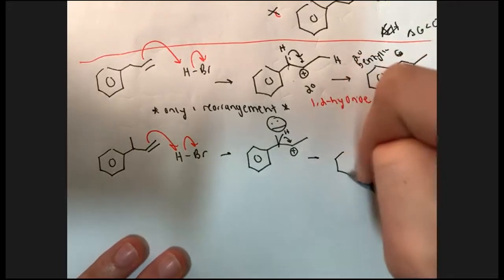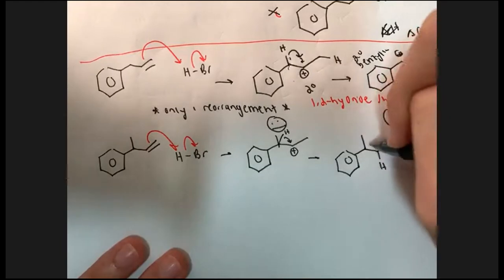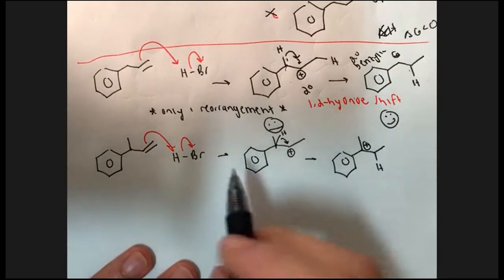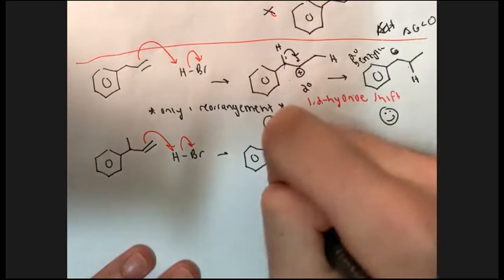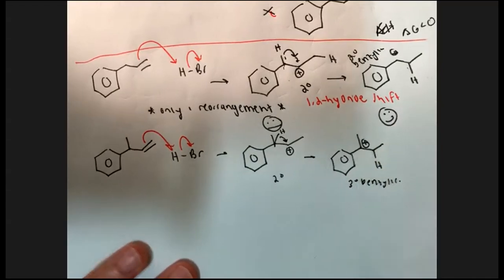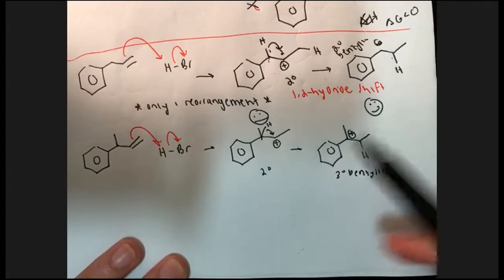And then my next intermediate is going to be, I'll just draw that here. Keep that alkyl group there. So now we have a tertiary benzylic, okay? So before we only had secondary, I'll call that secondary. And now from that 1,2 hydride shift, I got a tertiary benzylic carbocation. So clearly this is way, way, way more stable than just a plain secondary. Your halide's gonna come in and attack at that position.